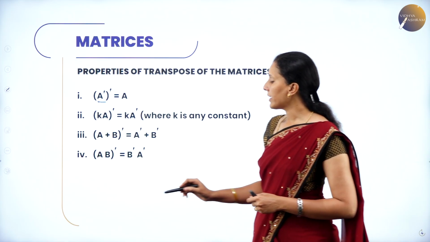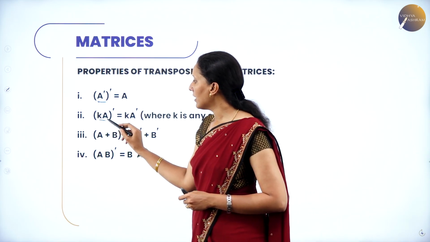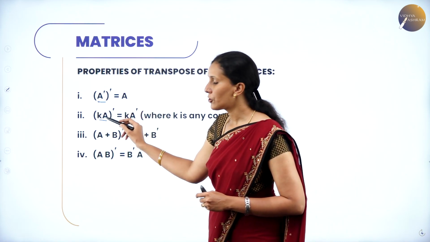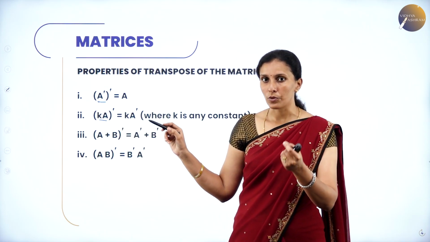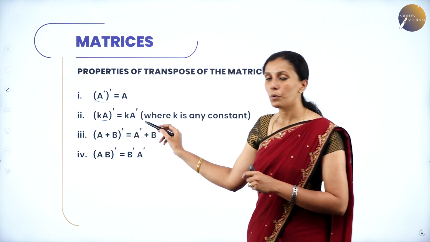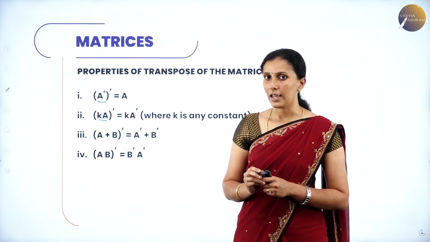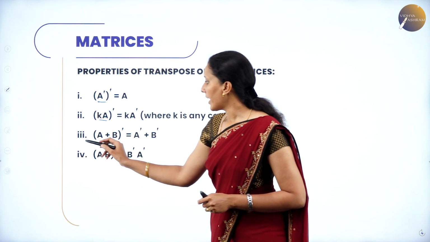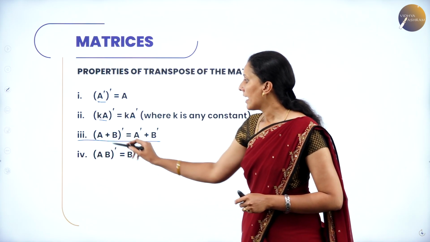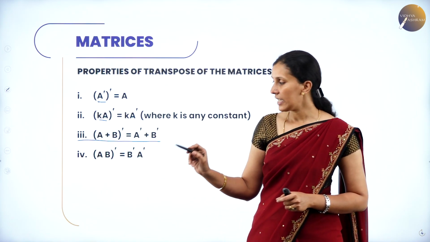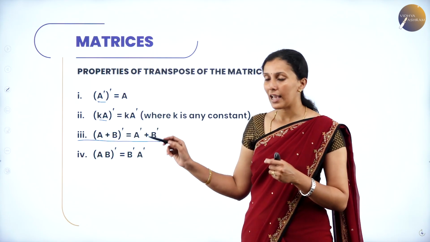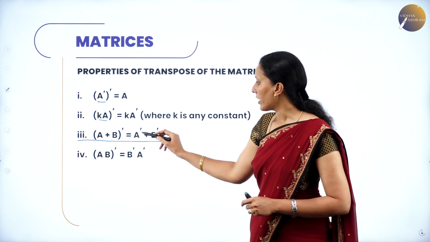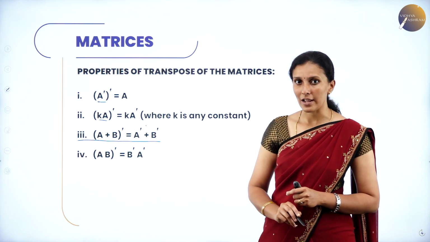And the second property says when you multiply any scalar quantity K with matrix A and then transpose it, it is the same as the transposed matrix multiplied with K. This we can prove by taking examples also. Another property says A plus B whole dash is A dash plus B dash, or we can say the transpose of A plus B is nothing but A transpose plus B transpose.